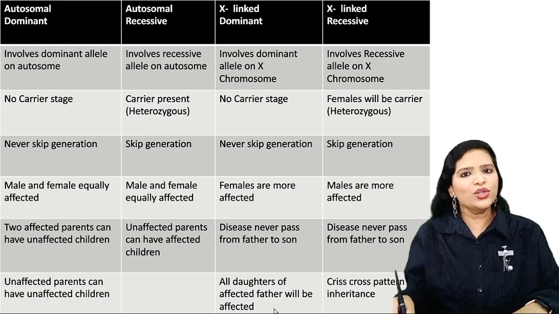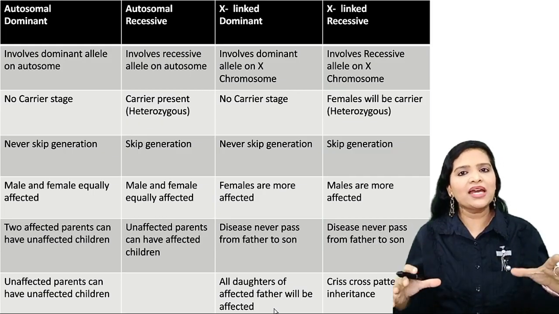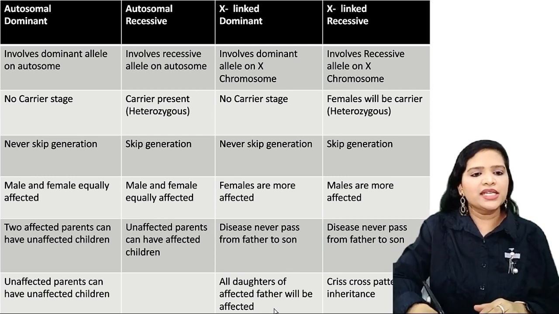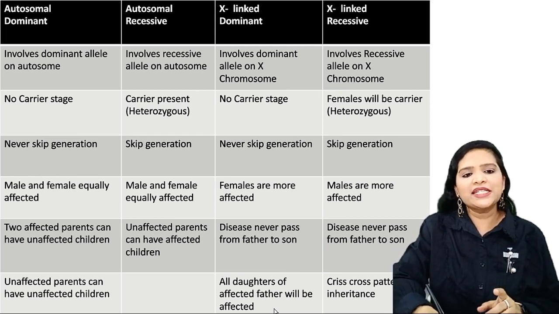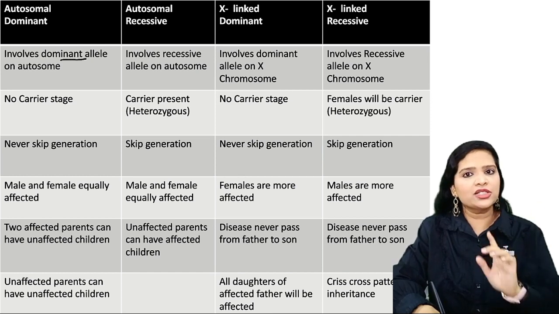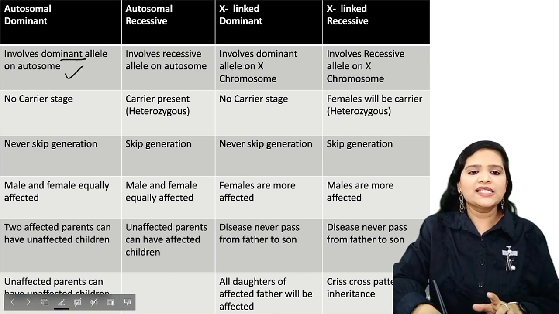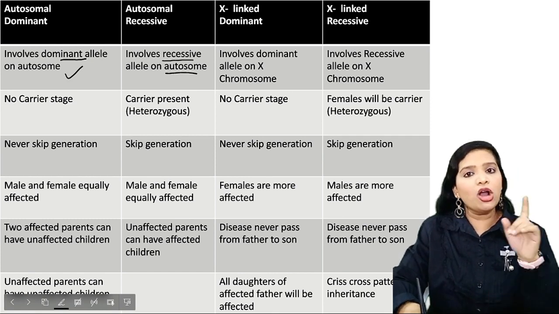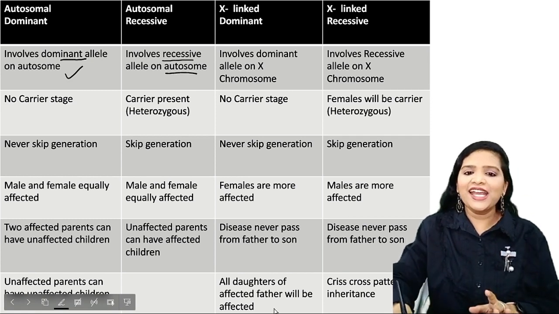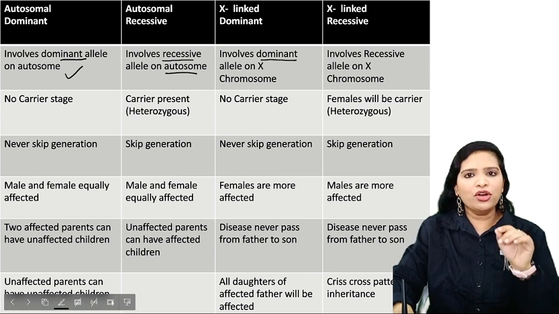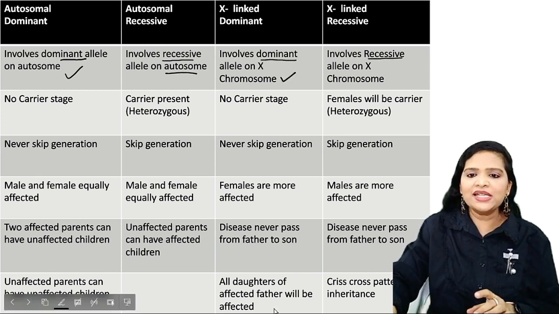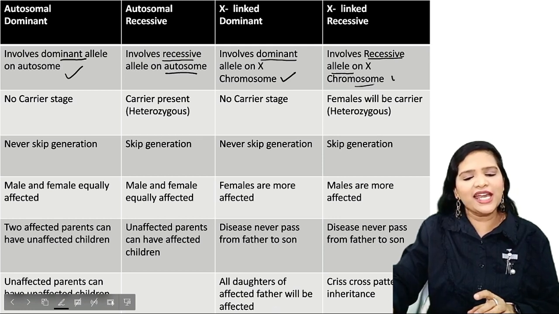Okay. So look at this chart. This is the comparison of all these 4 disorders we have seen so far. See here, autosomal dominant means it involves a dominant allele which is present on the autosomes. Similarly, autosomal recessive means it is due to a recessive allele present on the autosome. X-linked dominant means a dominant allele is present on the X chromosome. X-linked recessive means a recessive allele is present on the X chromosome.